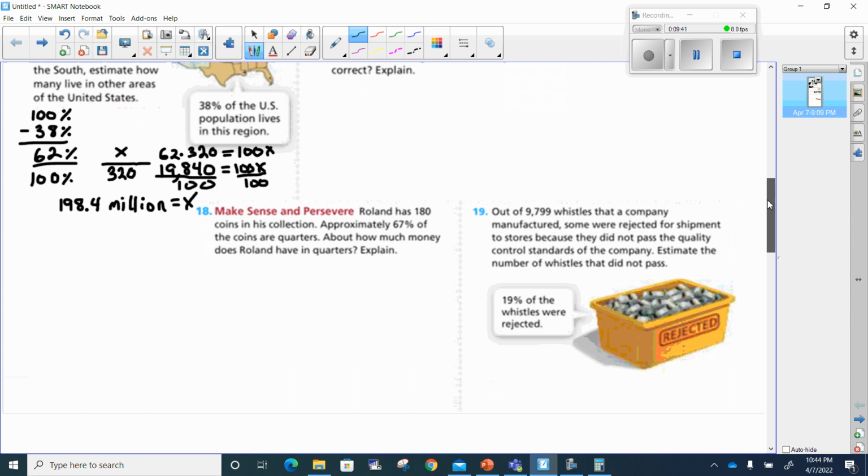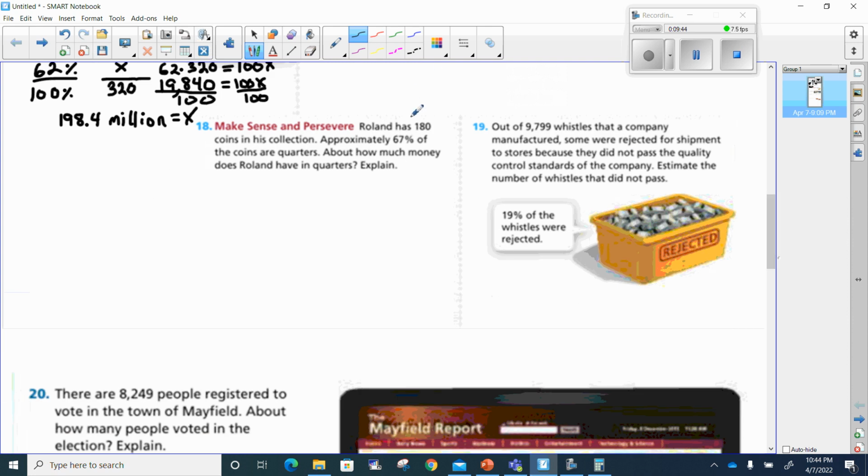It says Roland has 180 coins in his collection. Approximately 67% of his coins are quarters. About how much money does Roland have in quarters? All right, so we're trying to guess how many quarters he has. We know that he has 67% of his money, and he has 180 coins, right?